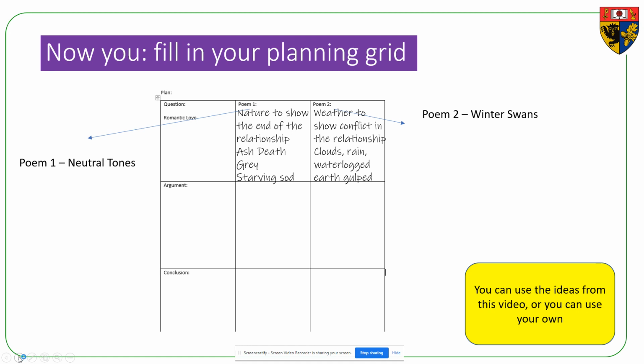So poem 1, we're saying that he uses nature to show the end of the relationship. You've got the death imagery of the ash and the grey and the starving sod. And then that compares to Winter Swans, where Shears uses weather to show the conflict in the relationship. You've got the clouds, you've got the rain, the waterlogged earth, and how it gulps at their feet. And again, you can either use the ideas from this video or you can come up with your own. So if you could please make sure that you fill in your planning grid.